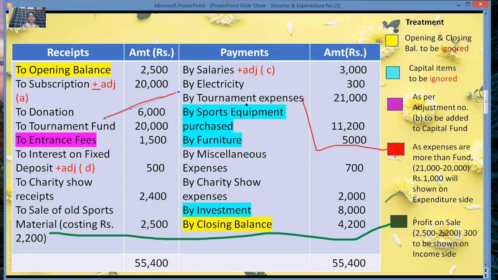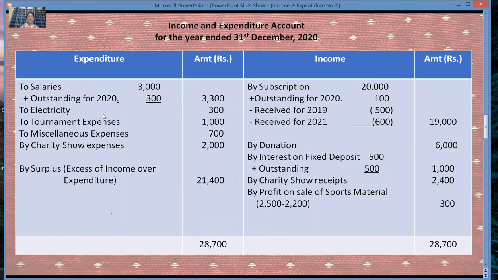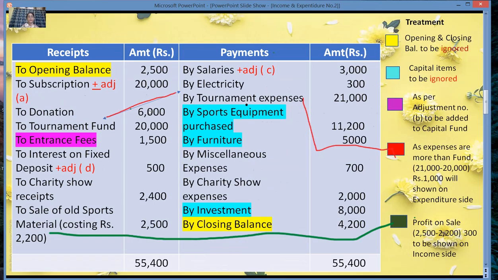Next we have donation. Had it been a specific donation, we would not have shown it in income, but this is not a specific donation, so we consider it in the income and expenditure account. Next, the tournament fund. On the payment side there are tournament expenses, so you can adjust it right here. Tournament fund was 20,000 whereas expenses were 21,000. So there has been 1,000 more expenditure, which will be shown on the expenditure side, since there were more expenses than the fund.